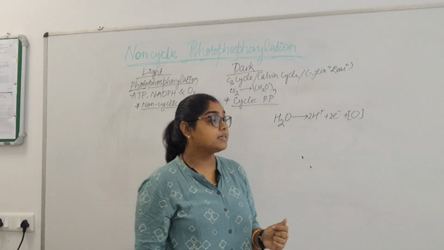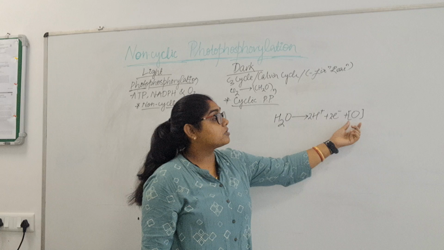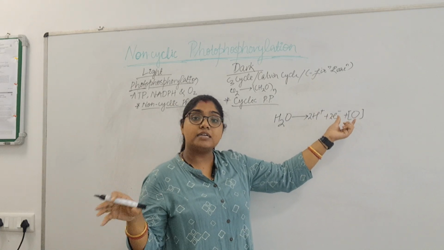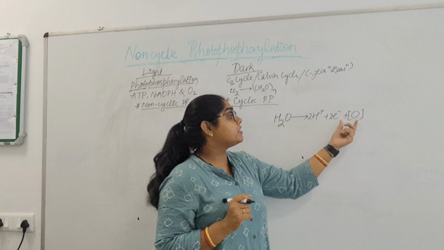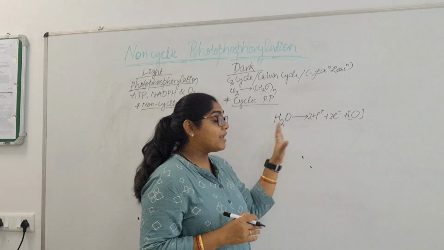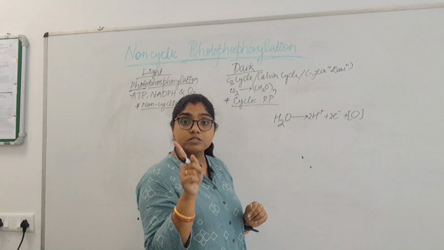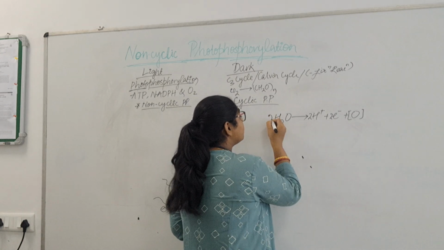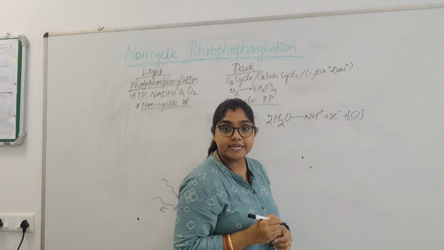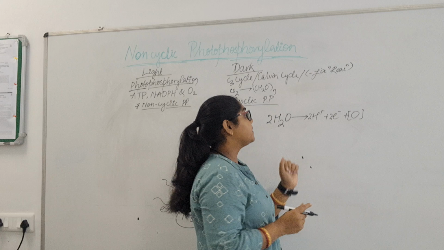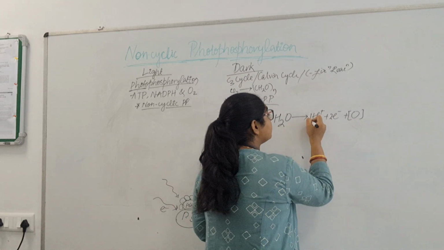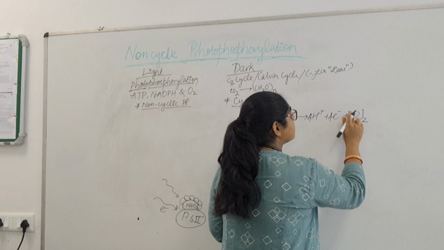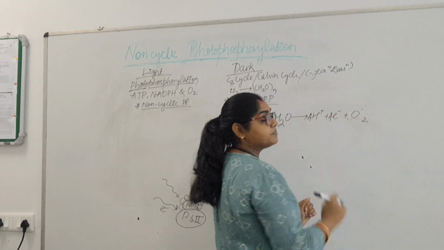But oxygen cannot stay in its atomic form, so it has to be a molecule. To balance this equation, to get one oxygen molecule evolved, two water molecules have to split. So when two water molecules split, we get 4 protons, 4 electrons and 1 oxygen molecule.